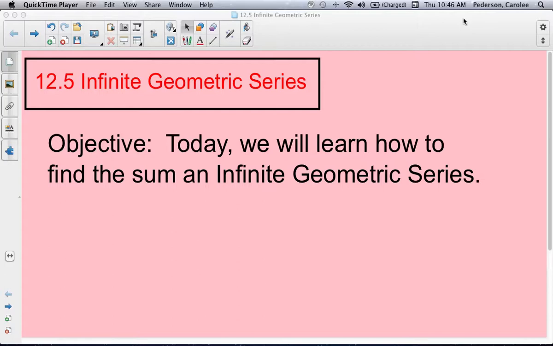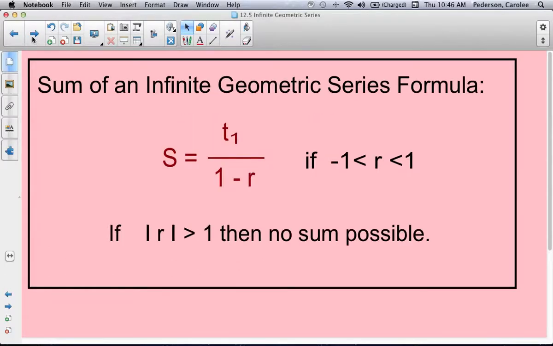The topic is finding the sum of an infinite geometric series. Please pause and write down this formula.